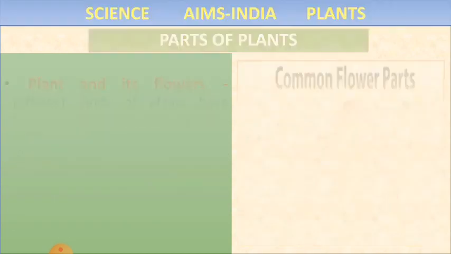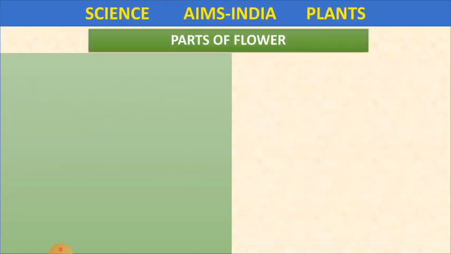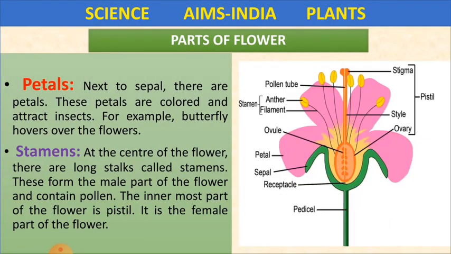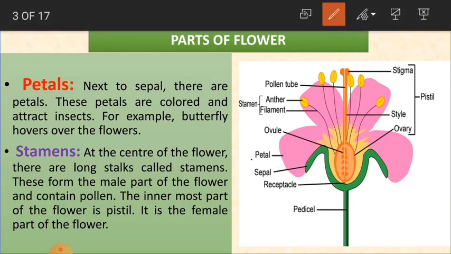Now we'll go to the next part of the flower. What is it? Yes, petals. Next to sepal, there are petals. These petals are colored and attract insects. For example, a butterfly hovers over the flowers. So, what are petals, children? Here. So, beautiful, colorful petals. Yes, this part. So here in our diagram we are having a pink flower. That is why we are having pink petals.